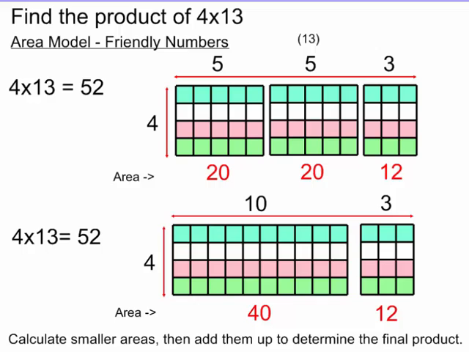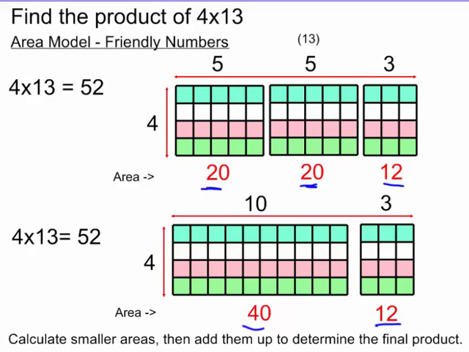We've looked at this problem before, so a quick review of the area model. The nice part about the area model is it allows me as the user to break up into user-friendly numbers. So I've done the same problem twice. Once I've broken the 13 down into a 5 plus a 5 plus a 3. The second one I've left it as a 10, so whatever numbers I'm comfortable with. And when I look at the area of each of these, they both sum for a total of 52.